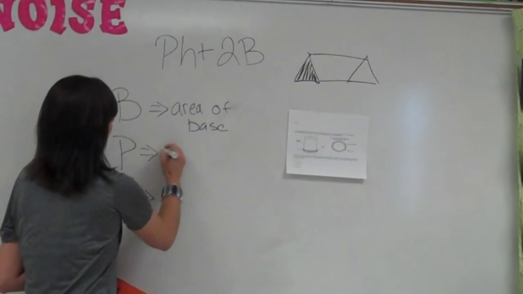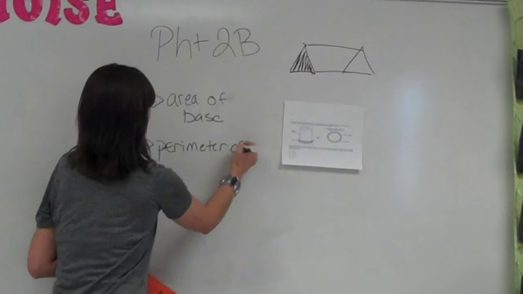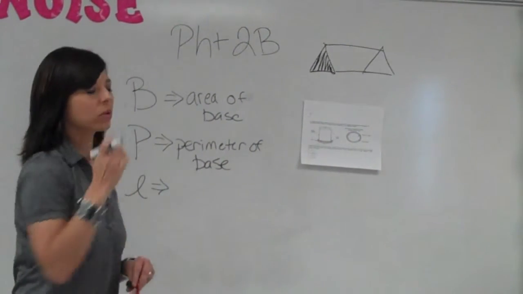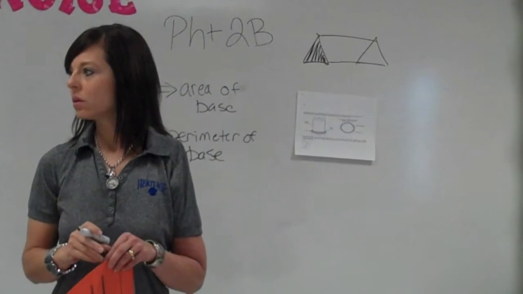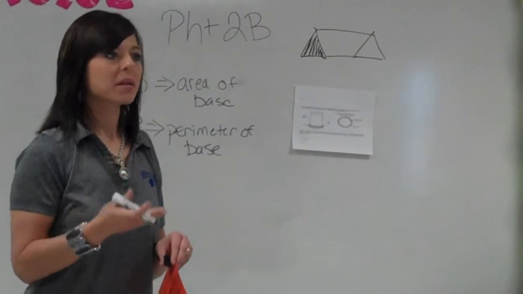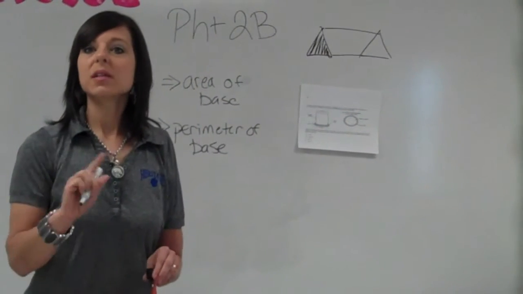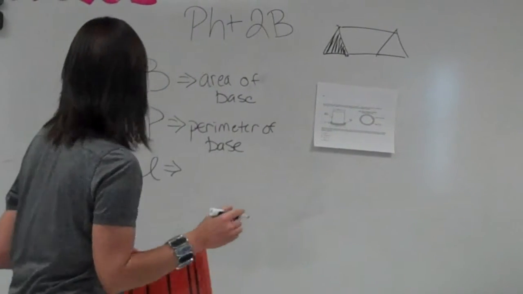Okay? And then you're right, this is perimeter of the base as well. So am I going to get the perimeter of the rectangle or the perimeter of the triangle in this one? Triangle. Right. Okay, so your base is your base no matter whether you're talking about area or perimeter. So that's where you're really going to have to make sure that you know what you're going to get.